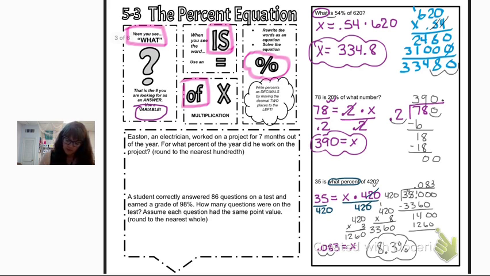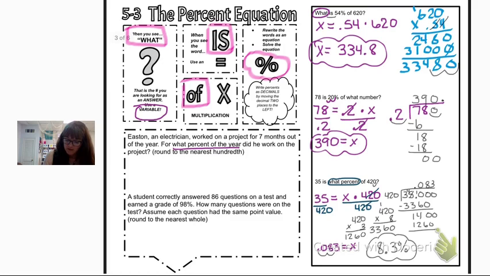Okay, now let's apply this to a real world situation. So the first one says, Easton, an electrician, worked on a project for 7 months out of the year. For what percent of the year did he work on the project? And it says we can round to the nearest hundred. So for what percent of the year?